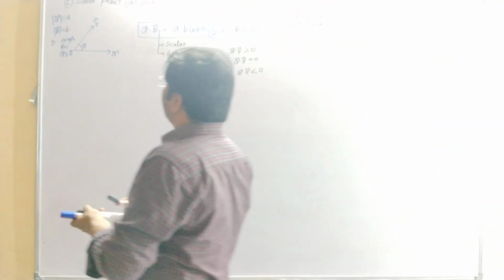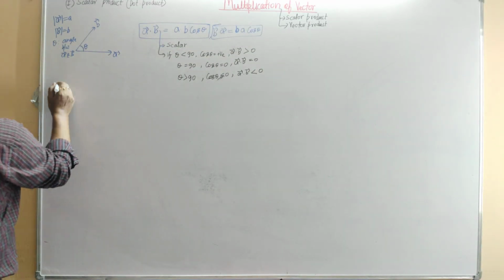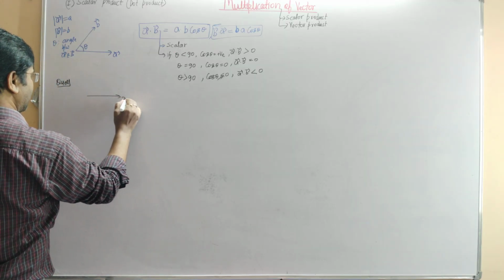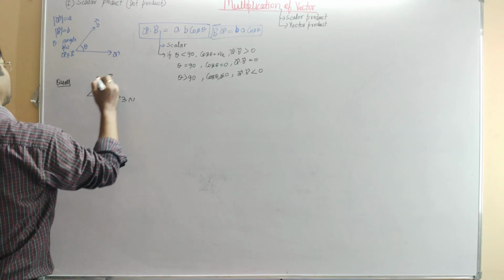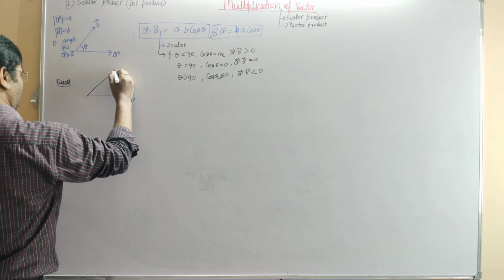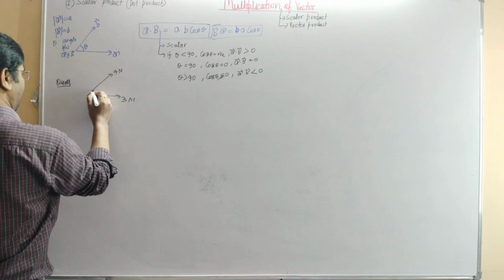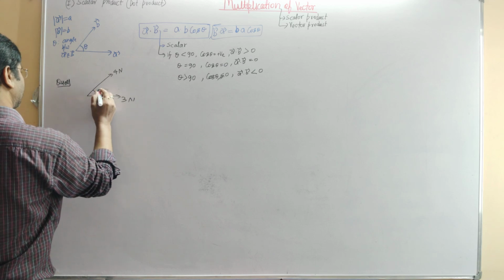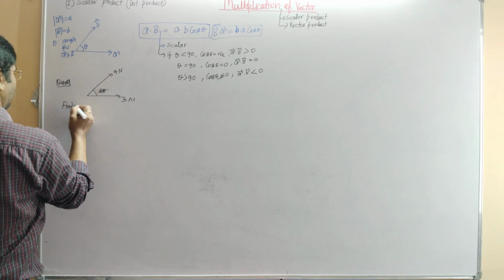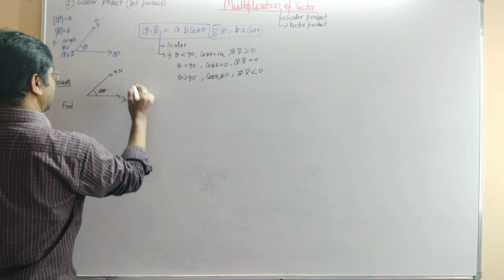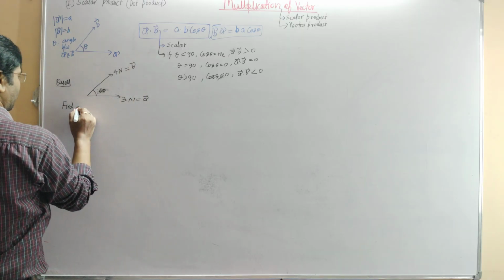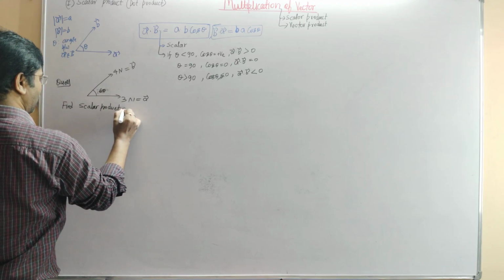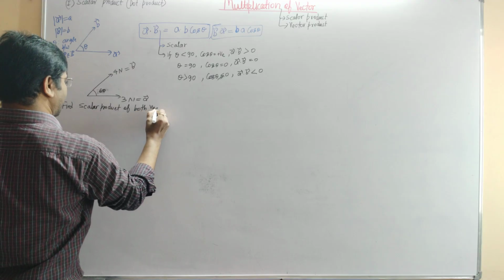Here we will take an example. Let's take one vector of 3 Newton and another of 4 Newton, and the angle between them is, let's take, 60 degrees. This is vector A, this is vector B. Find the dot product, or scalar product, of both vectors.